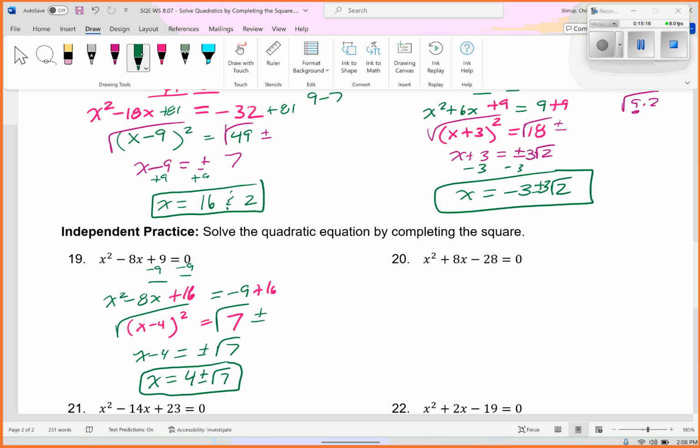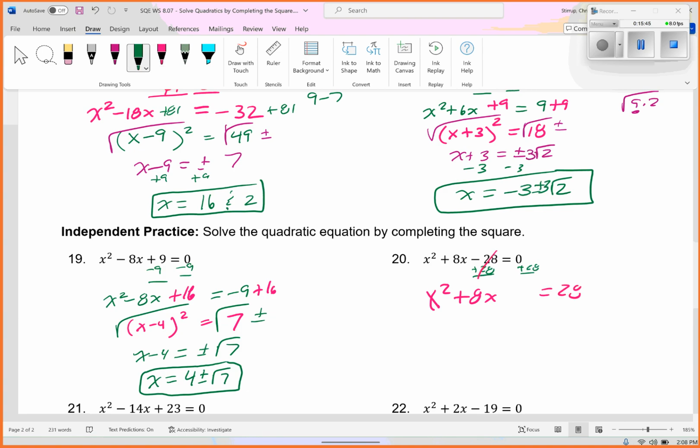20, what do we do? Add 28. It's a negative 28, so do the opposite. Right? 28. Negative 28. On number 20, right? Number 20? Right. All right. That cancels out. So I'm going to get x squared plus 8x, leave a space, equals 28.